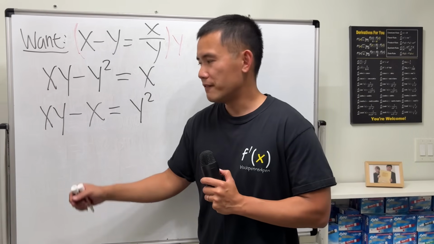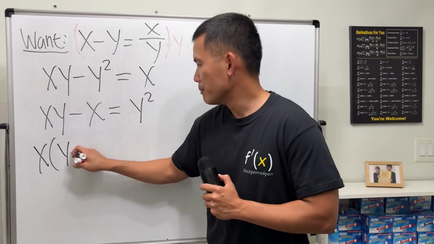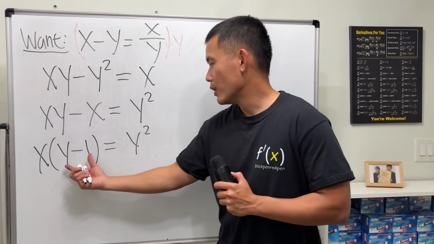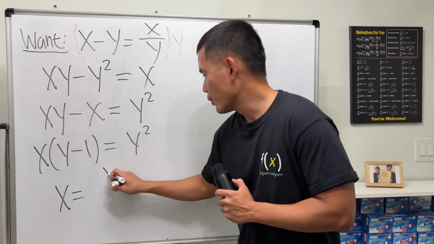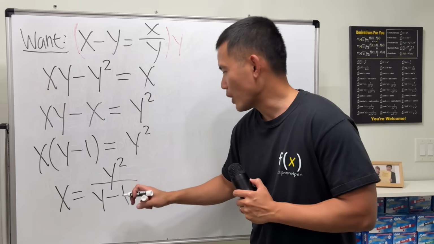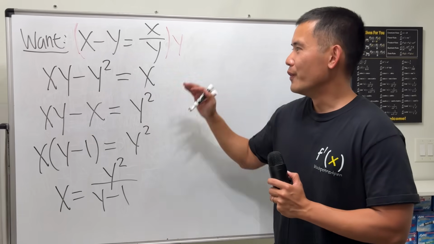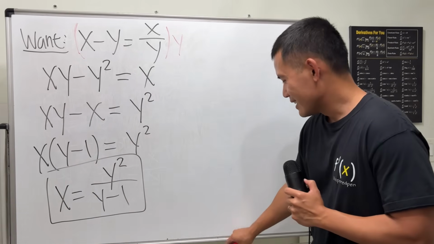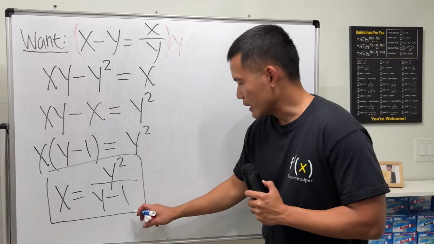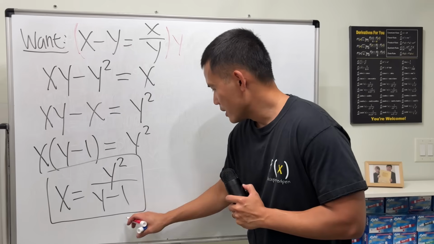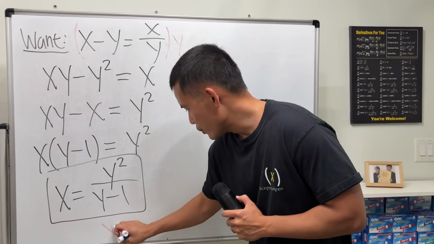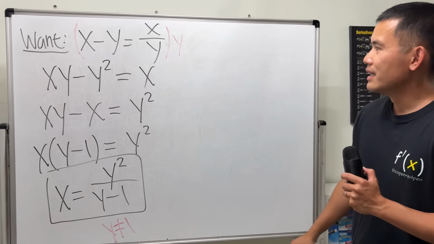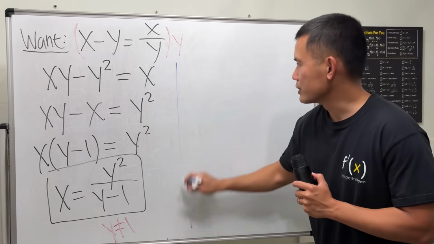Both of them have x, we can factor that out. And then we get x times (y minus 1), that's equal to y squared. So now we can just divide both sides by y minus 1, and we get x is equal to y squared over y minus 1. This is the relation of x and y. So how exactly does this work? Firstly, we have to know that based on this expression on the bottom, y cannot be equal to 1 because otherwise we'll be dividing by 0, which is no good. So let's go ahead and just do some examples.